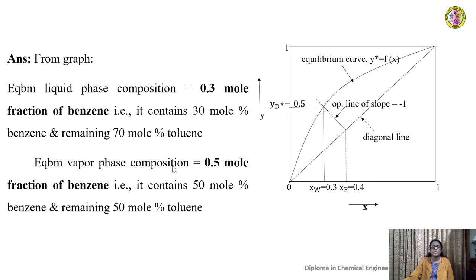So that means the vapor will contain 50 mole percent benzene and 50 mole percent toluene. So this is the answer for the given problem. In the same way, you can do the calculations for flash distillation when sufficient data is provided.